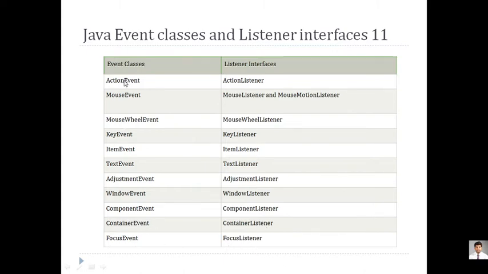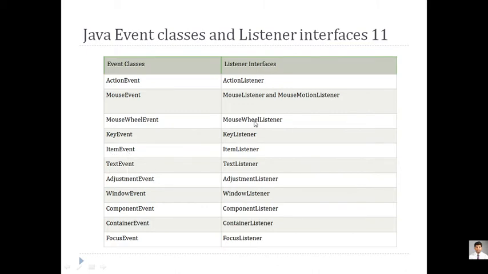Now whenever you go for GUI design, you are majorly focusing on action event, mouse wheel event, key event, item event, and text event. At the most, in some situations adjustment event and window event are required. The below three events are not majorly used whenever you go for designing. So you have to keep in mind action event, mouse wheel event, key event, item event, text event.